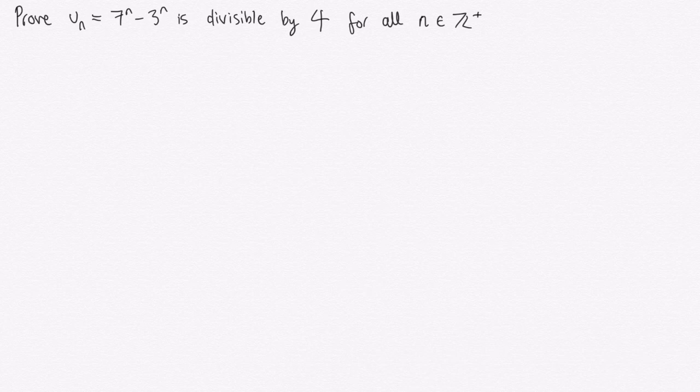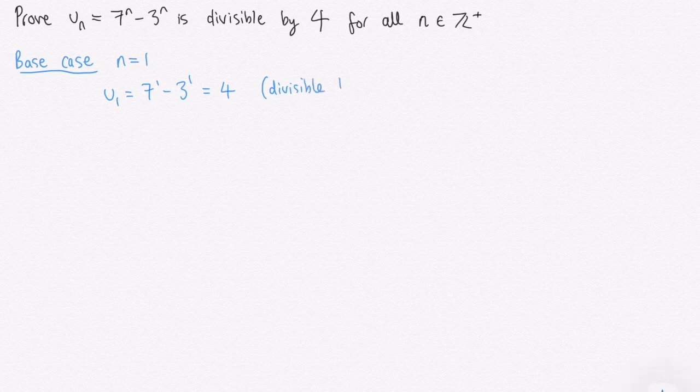Firstly, we're going to start with our base case, and we want this for all positive integers. So our base case is the first positive integer, which is n equals 1. So u_1 is equal to 7 to the 1 minus 3 to the 1, which is 7 subtract 3, which is 4, which is clearly divisible by 4. So it is true in the case n equals 1. Okay, and now we want to do our inductive step.